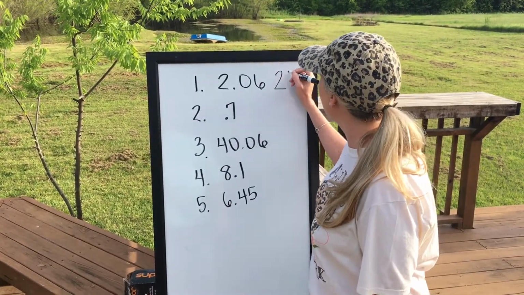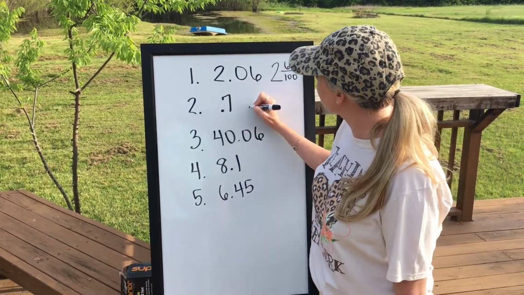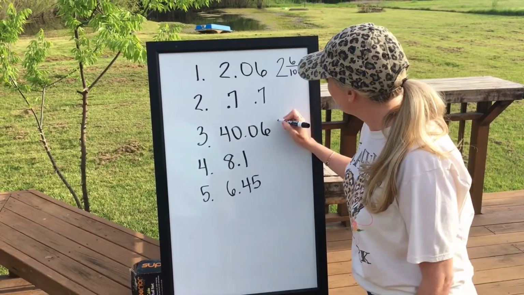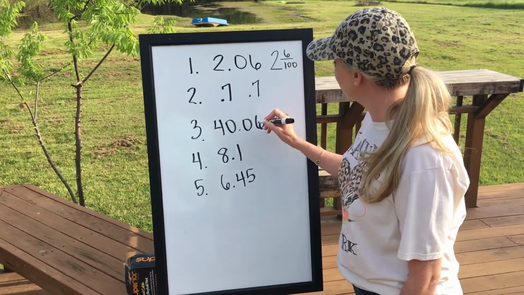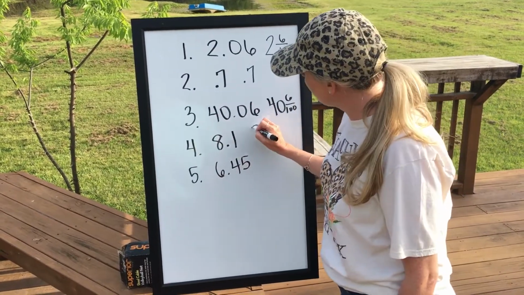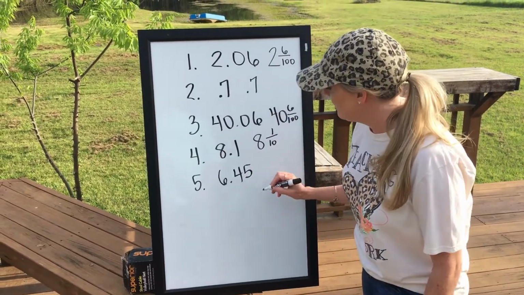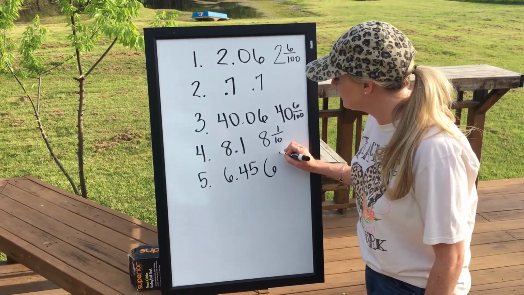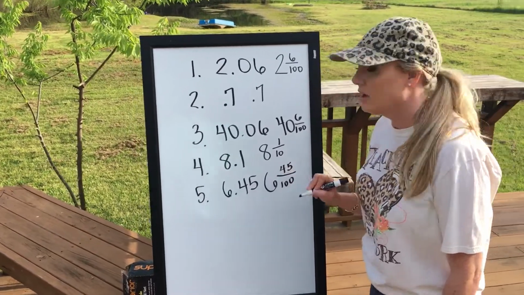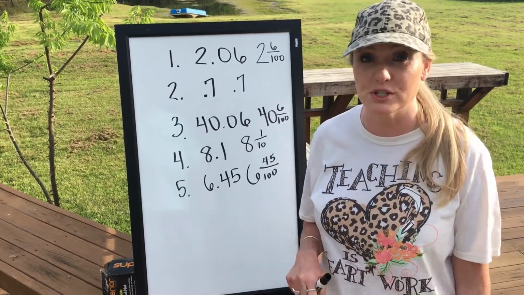2 and the 6 is in the hundredths. The next one is 7 in the 10th spot. Number 3 is 40 6/100. Number 4 is 8 1/10. And the last one is 6 45/100. Okay, now we're going to do the game and we're going to reverse it.